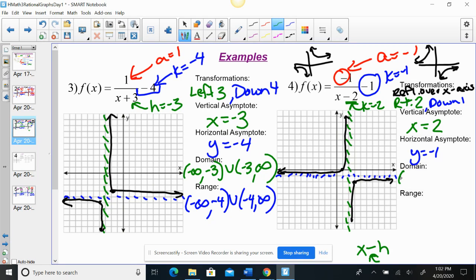But my domain, all real numbers except 2. And then finally, my range is going to be all real numbers except negative 1. So that's the gist of graphing rational functions, day 1, which are reciprocal functions.